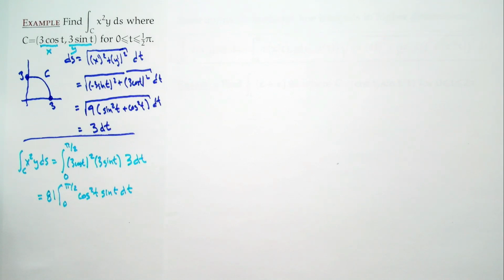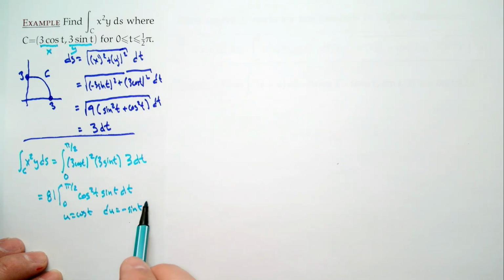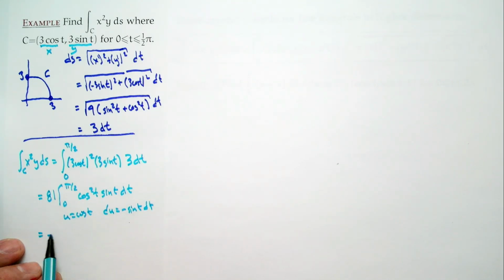You use substitution. What's the substitution to make? Cosine. Yeah. So if you let u equal cosine t, what will du become? Negative sine. So negative sine t dt. So we'll end up with, because of that negative, negative 81 integral of u squared du, and then we have to update our bounds. So when t equals 0, our lower bound, what does u equal? 1. When t equals pi halves, our upper bound, what does u equal?